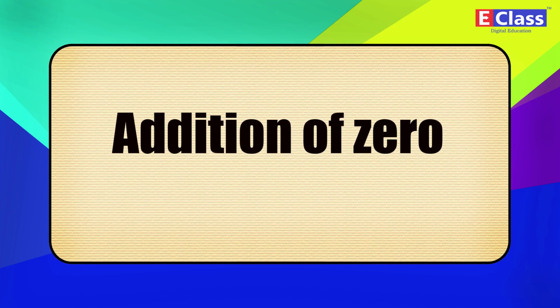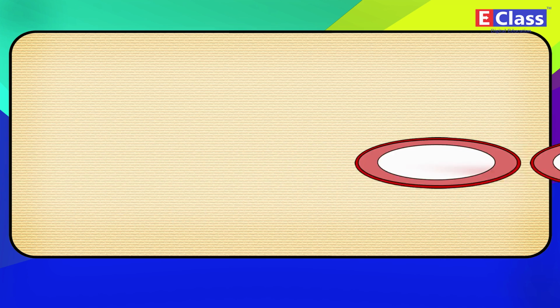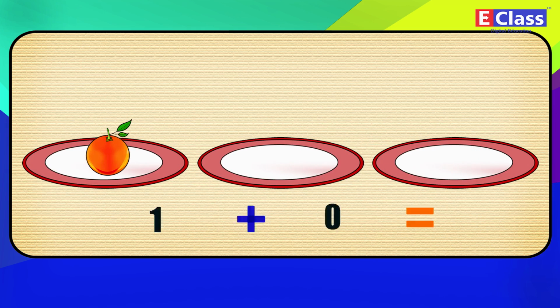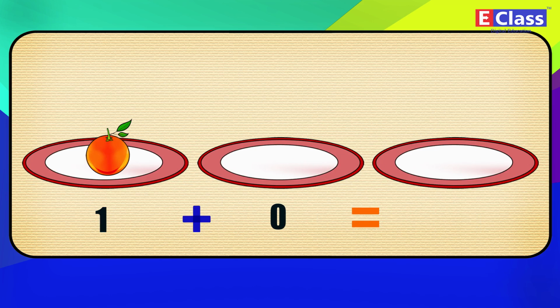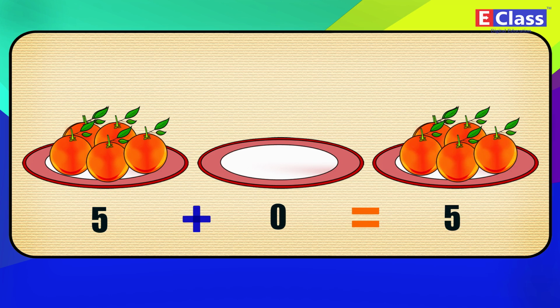Addition of 0. 2 oranges plus 0 is equal to 2 oranges. 3 oranges plus 0 is equal to 3 oranges. 1 orange plus 0 is equal to 1 orange. 5 oranges plus 0 is equal to 5 oranges.